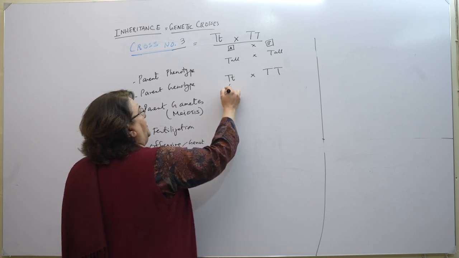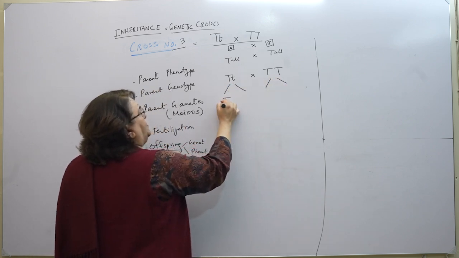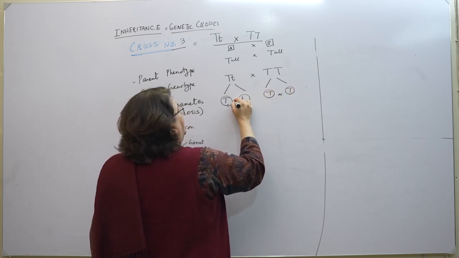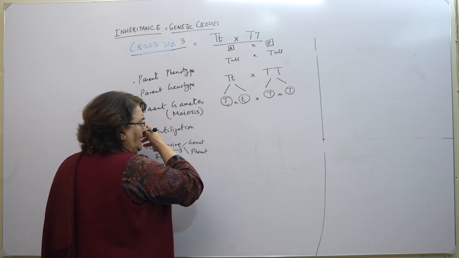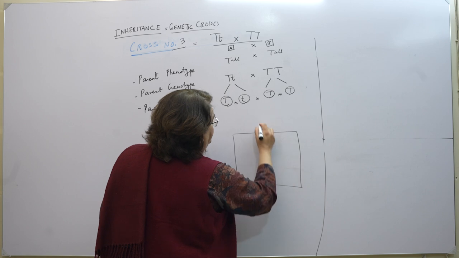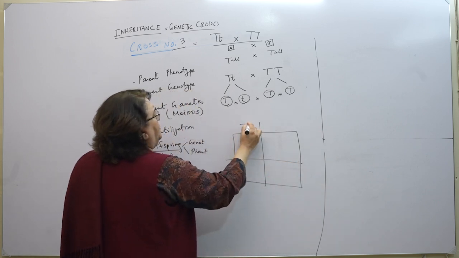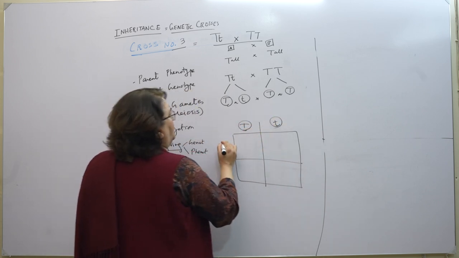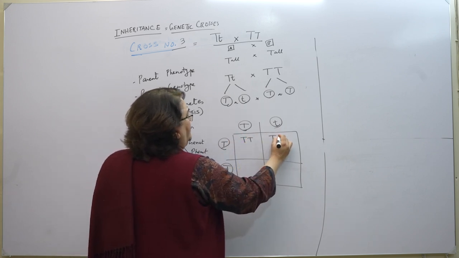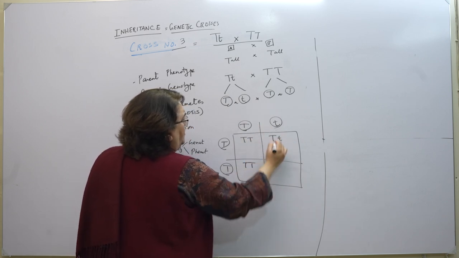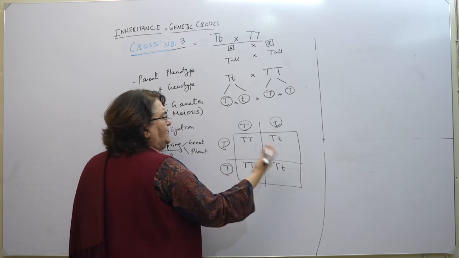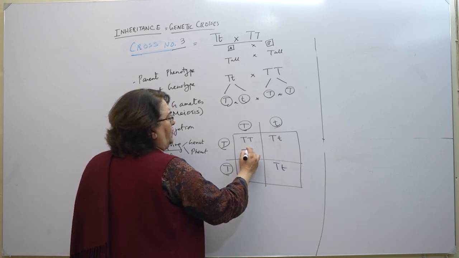Now the gametes would be what? Again, you split them up, put them in a circle. So the gametes on this side would be this and this. Now fertilization and the offspring genotype and phenotype are again shown in a Punnett square. Write down the gametes of one here and here, and this comes out like this. I hope you're following through. Now see this. Each of them has a capital T, so all of them would be tall.